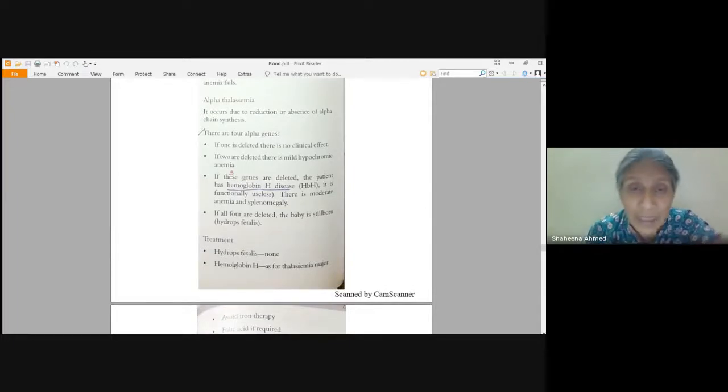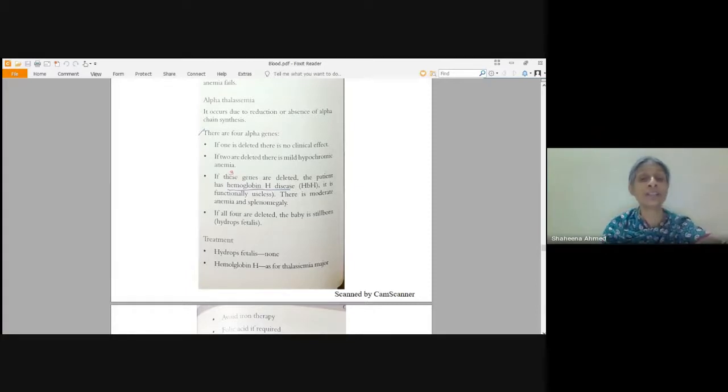Now, alpha thalassemias occur due to reduction or absence of alpha genes. There are four alpha genes which form these alpha chains. If one gene is defective or deleted, there are no clinical effects because the other three genes are able to take over the workload. If two of these genes are deleted or defective, you will find mild hypochromic anemia.